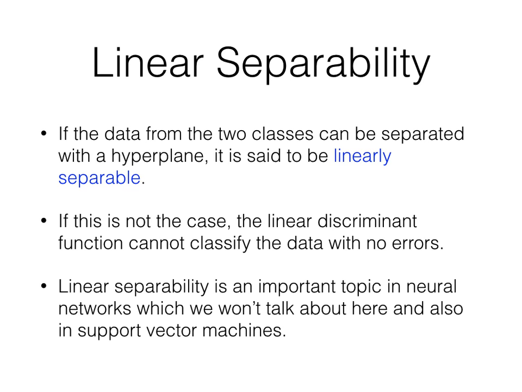So if the data from the 2 classes can be separated with a hyperplane, then the data is said to be linearly separable. If that's not the case, if the red and the blues can't be separated with a straight line but with maybe a curved line, then a linear discriminant function can't be used to classify the data with no errors. So this linear separability is an important topic. It's very important for linear discriminants, but it's also an important topic in neural networks, which we're not going to talk about in this lecture, but it's also useful in support vector machines, which we are going to talk about.